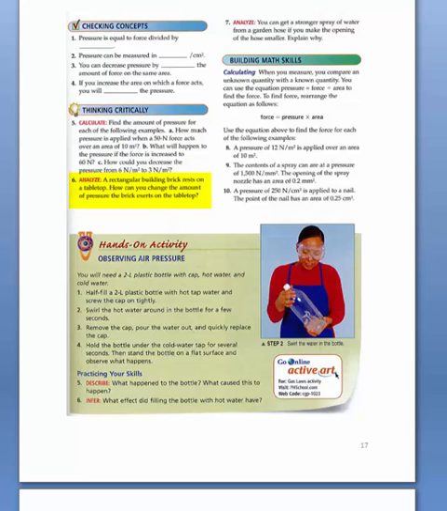6. Analyze. A rectangular building brick rests on a tabletop. How can you change the amount of pressure the brick exerts on the tabletop? 7. Analyze. You can get a stronger spray of water from a garden hose if you make the opening of the hose smaller. Explain why.